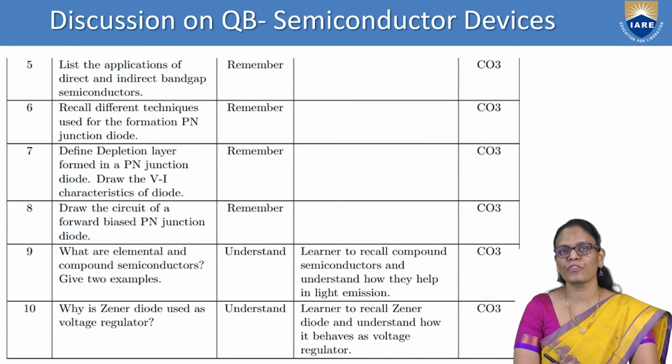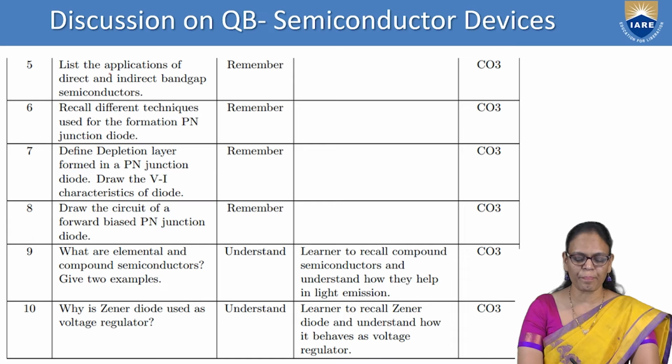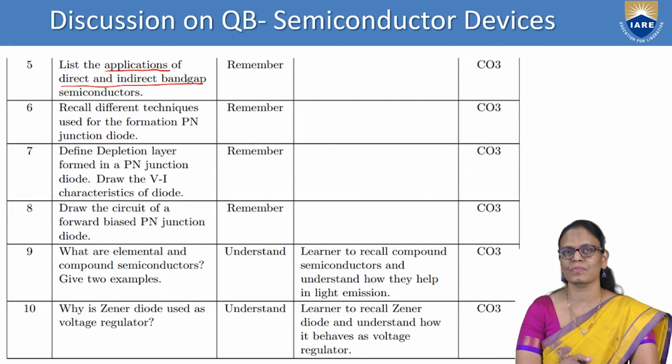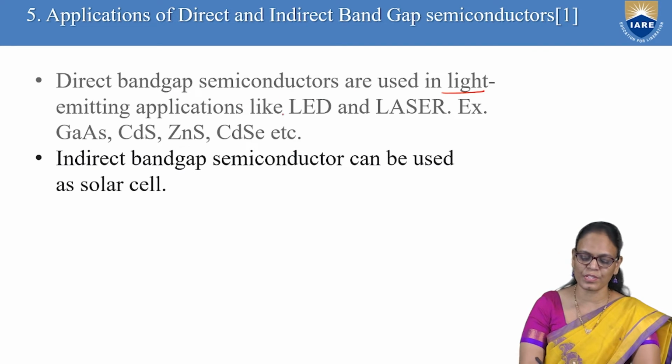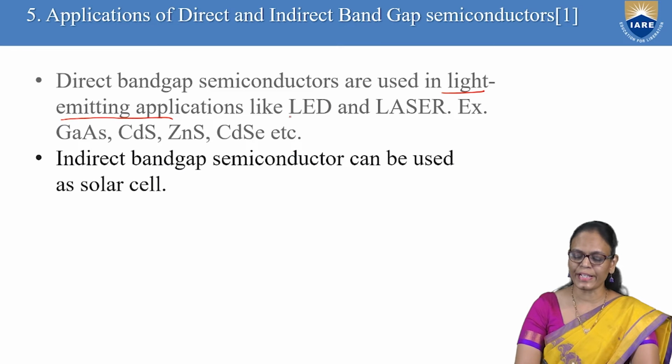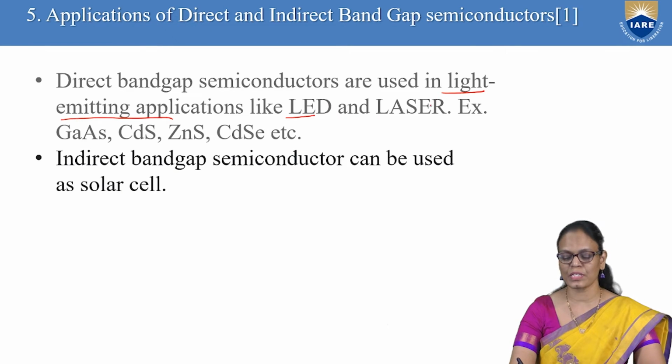Now coming to the fifth question, list the applications of direct and indirect band gap semiconductors. We have to list the applications where we are using these direct and indirect. So direct band gap semiconductors are used in light emitting diodes, LEDs. They are also used in lasers.